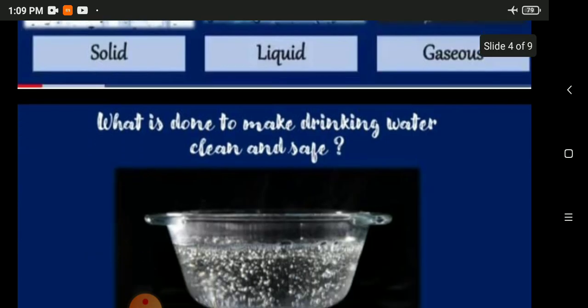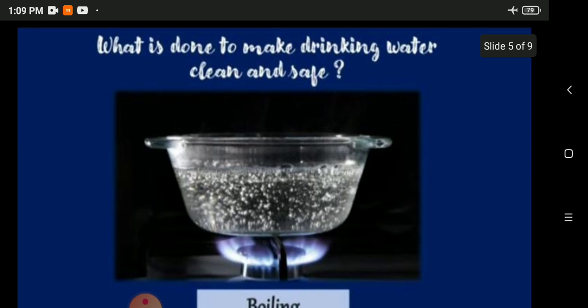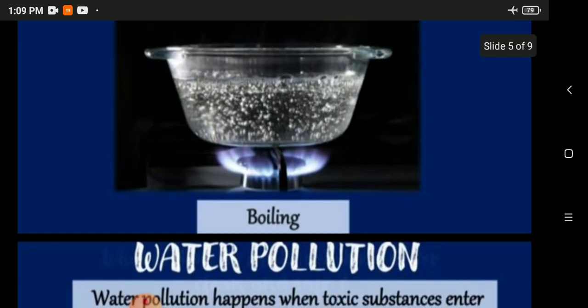Okay. Next, the third question is, what is done to make drinking water clean and safe? What do we do to purify the water? We start boiling. So boiling makes the water pure. The microorganisms present in the water get destroyed when the water gets boiled.